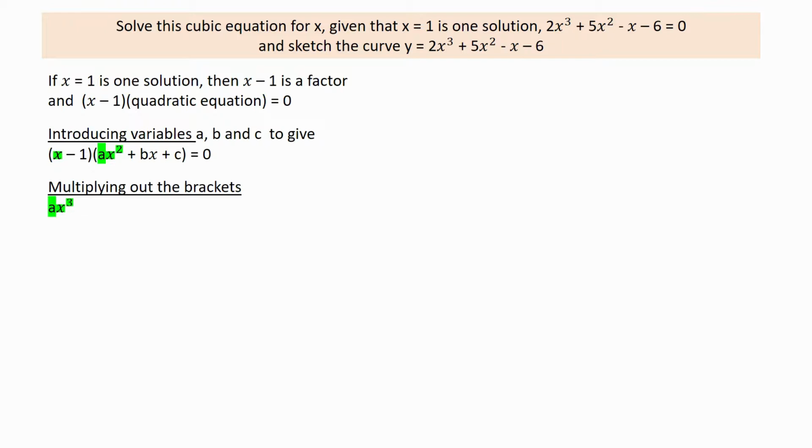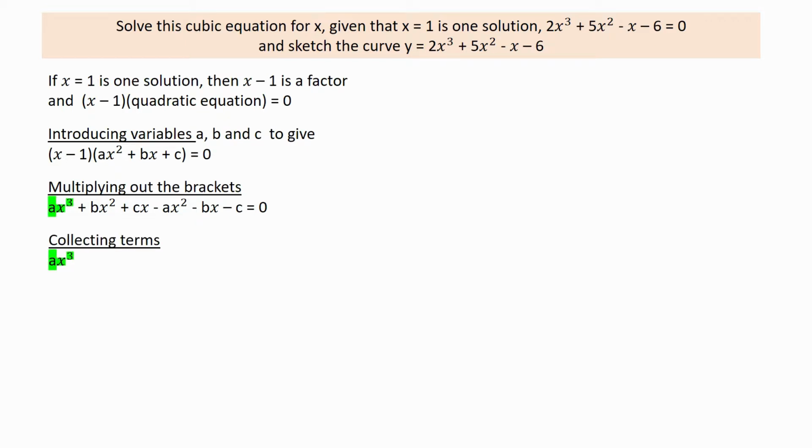X times ax squared gives ax cubed. X times bx gives bx squared. X times c gives cx. Then multiply by minus 1. Minus 1 times ax squared gives minus ax squared. Minus 1 times bx gives minus bx. Minus 1 times c gives minus c, which equals 0.